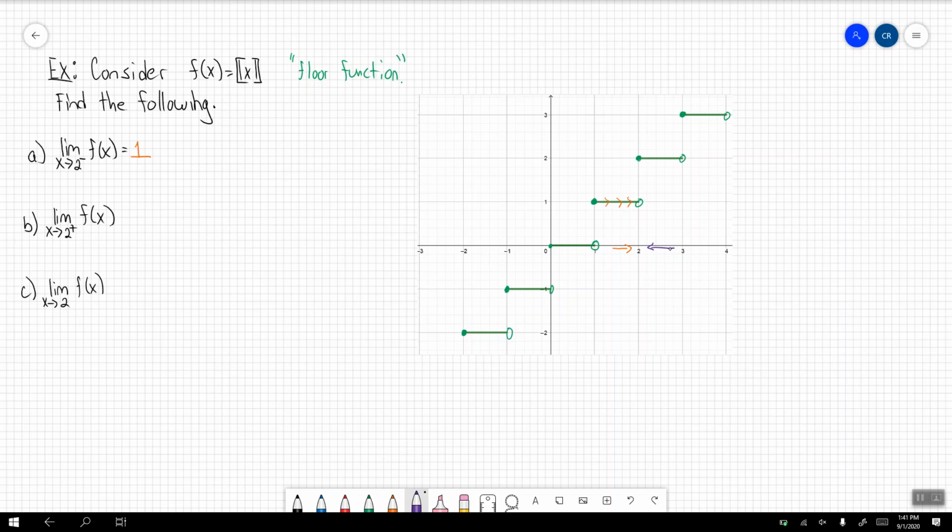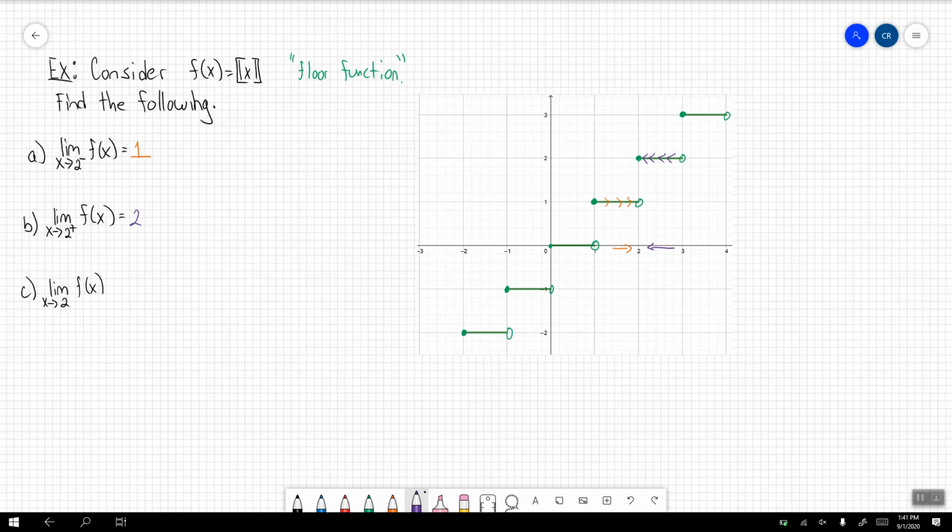As we approach this function from the right-hand side, what outputs do we attain for these x values of 2 that are larger than 2? Well, those outputs are on y is equal to 2. More specifically, the closer we get to 2 from the right-hand side, the closer we get to the output of 2.